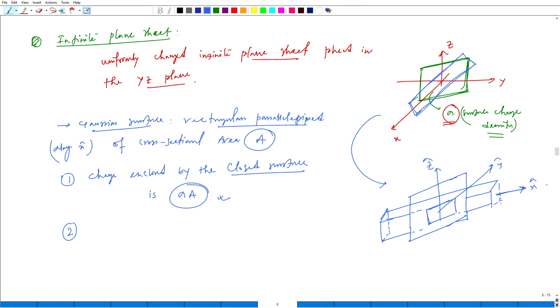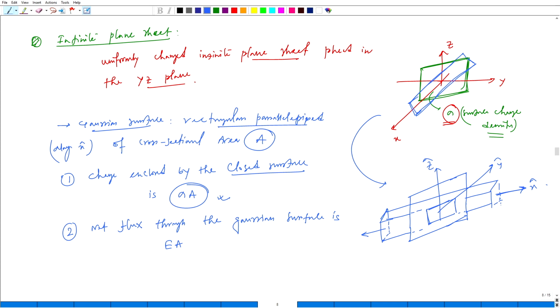Second, we calculate the net flux through the Gaussian surface. Here the Gaussian surface is a rectangular parallelepiped. So what is the net flux through the Gaussian surface? EA, as there are two sides, one along x cap and one opposite to x cap. It is like a cylinder, right? In the case of a cylinder, we consider three surfaces: one is the left side, one is the right side, and another is the curved part. Here with the rectangular parallelepiped, there is also a left side and a right side, and a side surface part.